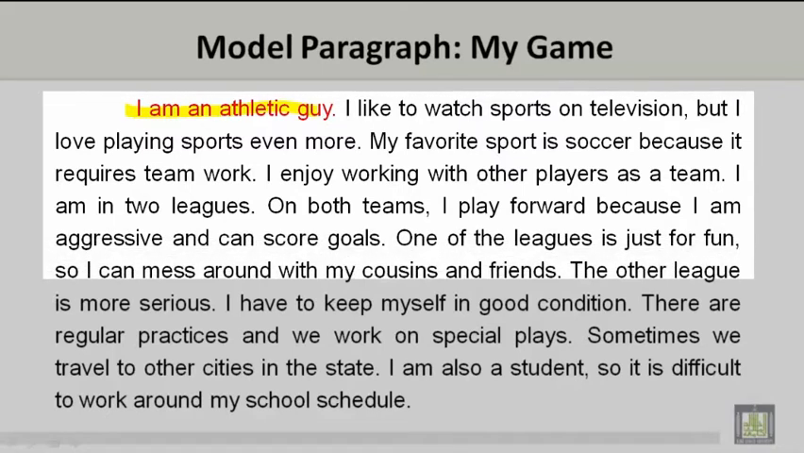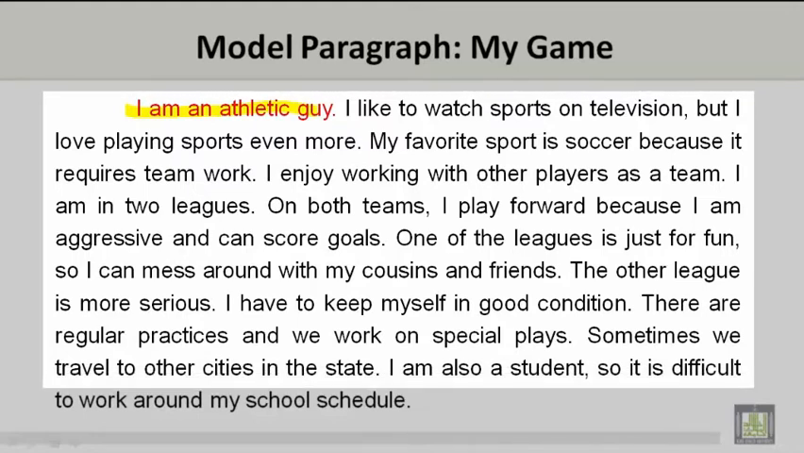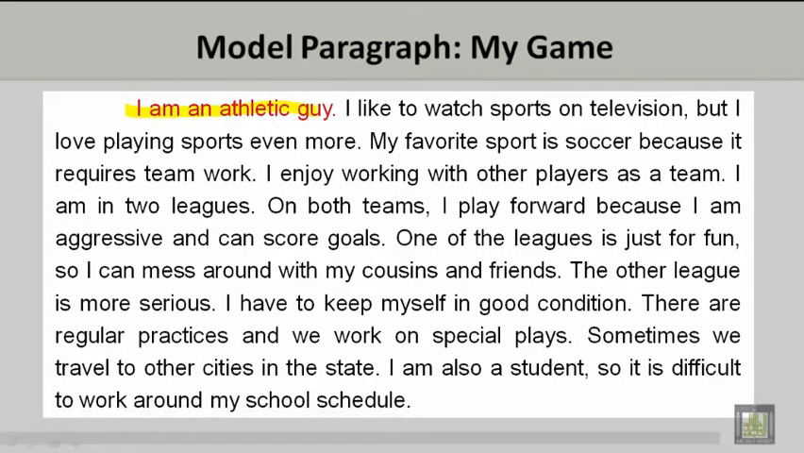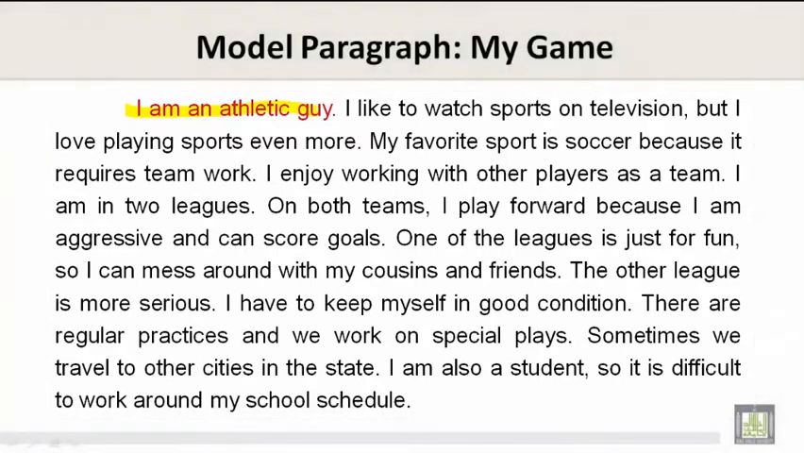One of the leagues is just for fun, so I can mess around with my cousins and friends. The other league is more serious. I have to keep myself in good condition. There are regular practices and we work on special plays. Sometimes we travel to other cities in the state. I am also a student, so it is difficult to work around my school schedule.